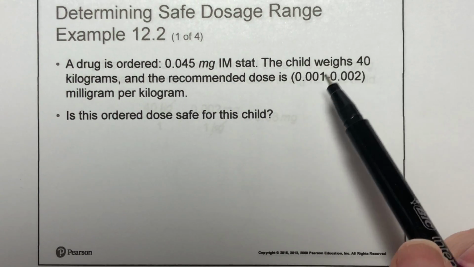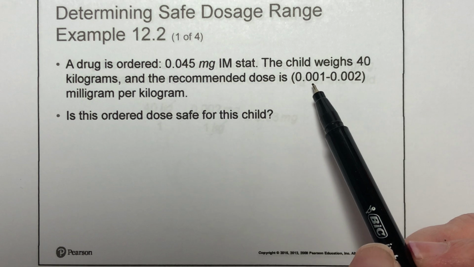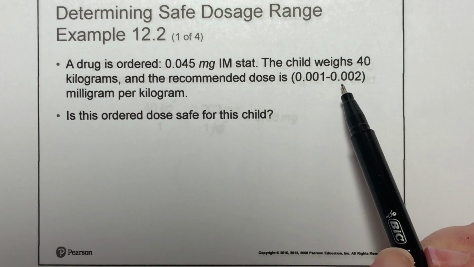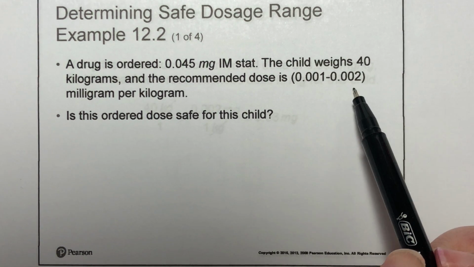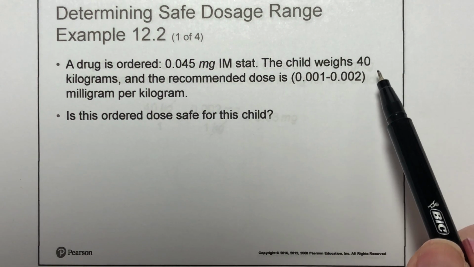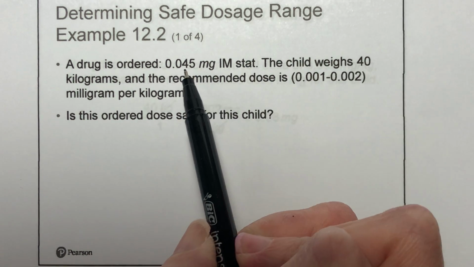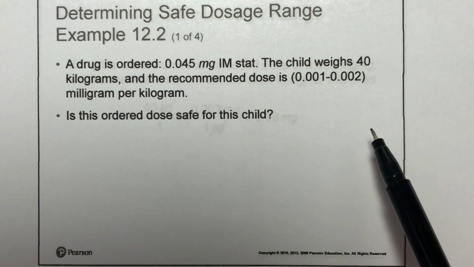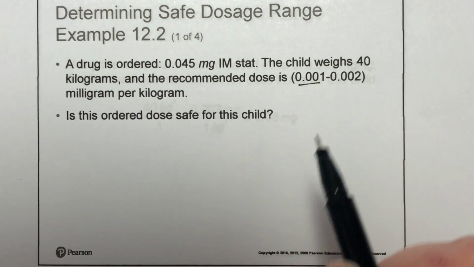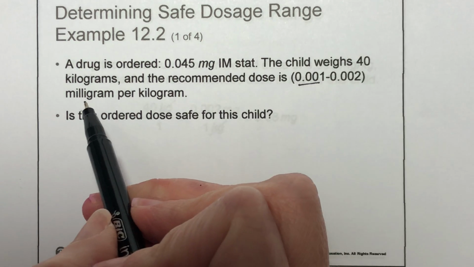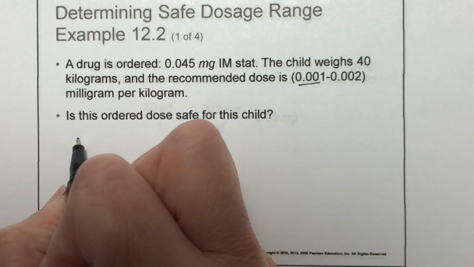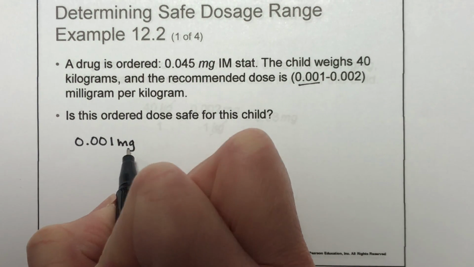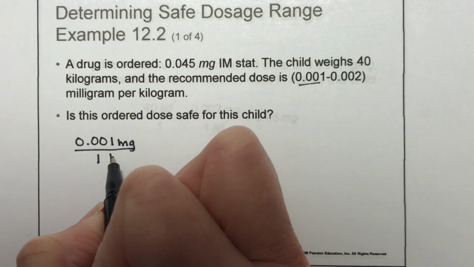What we need to do is to find the recommended minimum dose for a 40 kilogram child, and then find the recommended maximum dose for a 40 kilogram child, and then check to make sure that this is somewhere between those two values. So let's start off with the smallest. This is in milligrams per kilogram. So 0.001 milligrams per kilogram.